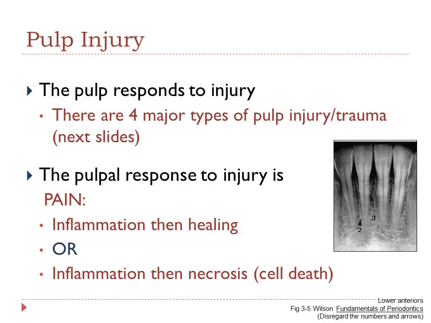Teeth possess only pain receptors. Thus, if the tooth encounters something hot or cold, it is interpreted as pain. Injury to the pulp is registered as pain. Any inflammation of the pulp followed by healing is referred to as reversible pulpitis. If inflammation is followed by pulpal necrosis, this is referred to as irreversible pulpitis.